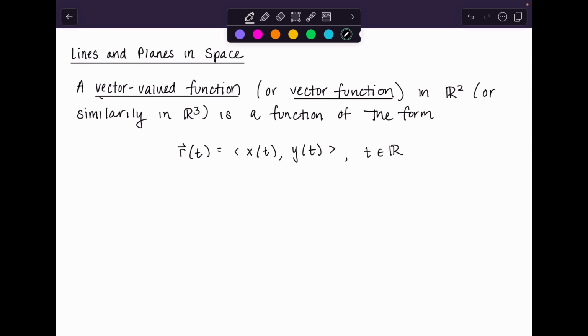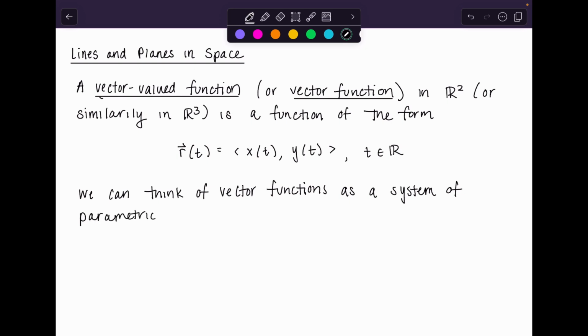So what you can think of is this is really like parametric equations, if you remember doing those in Calc 2. Each parameter t gives you a vector, and the end of that vector is going to be the curve that's traced out. So really, we can think of vector functions as a system of parametric equations with parameter t.